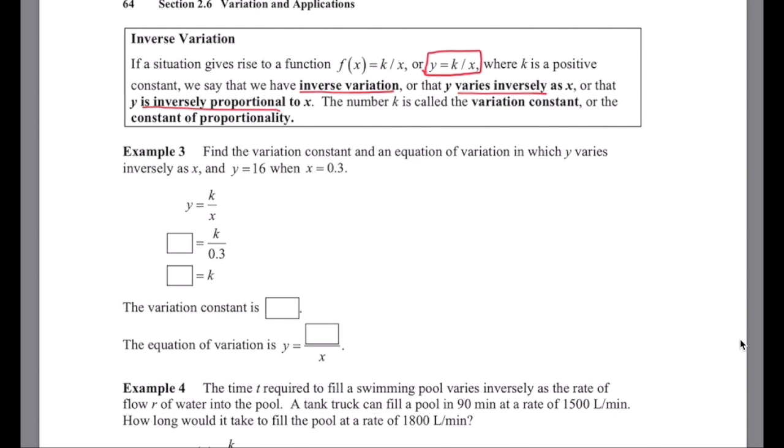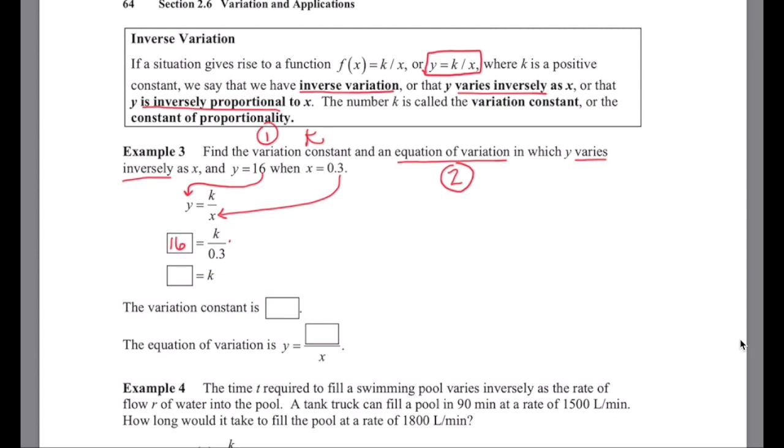So our first example is keeping it basic. We need to find the variation of constant, so we need to find k. And then our second step is to create an equation of variation, in which y varies inversely. That tells us I'm going to take my constant divided by x. And y is equal to 16 and x is equal to 3/10. So I have my y value, I have my x value.